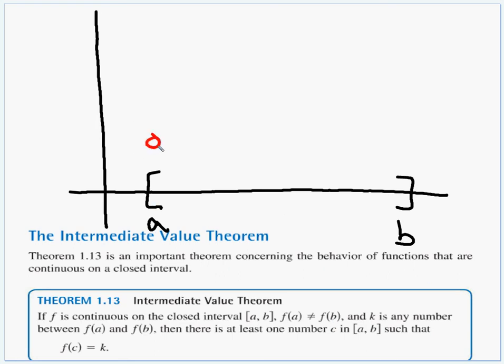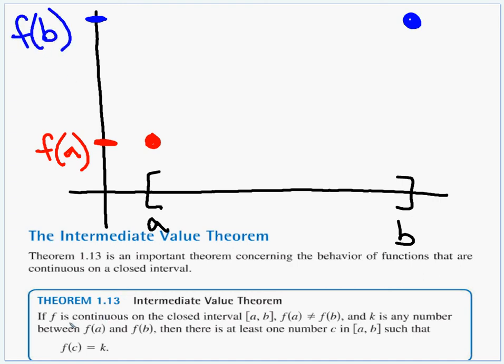So I'm just going to pick a point, call this my height here. So this will be f of a. And I'll switch over to blue ink. I'm going to put b way up here. So way up here is f of b.